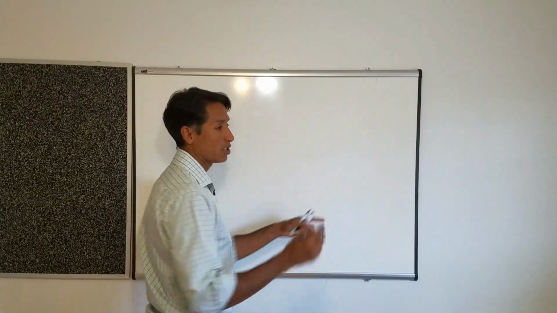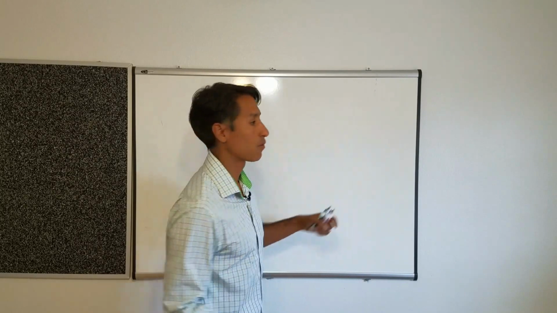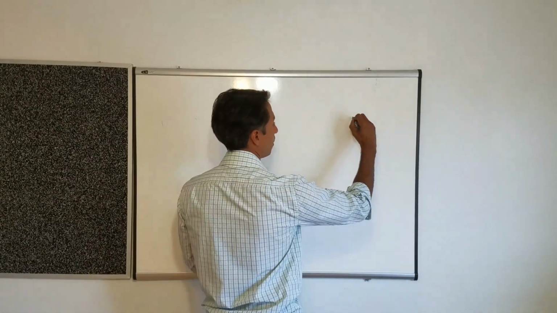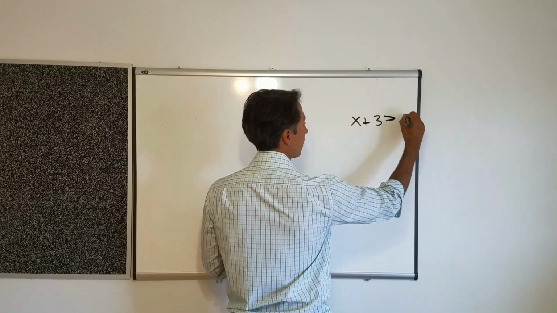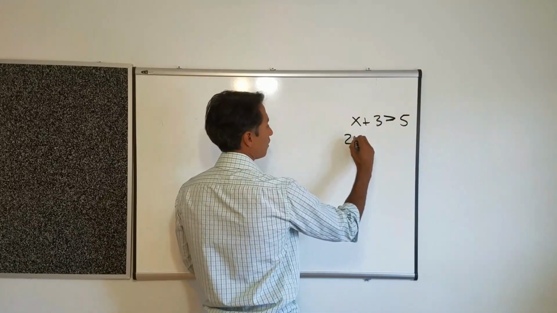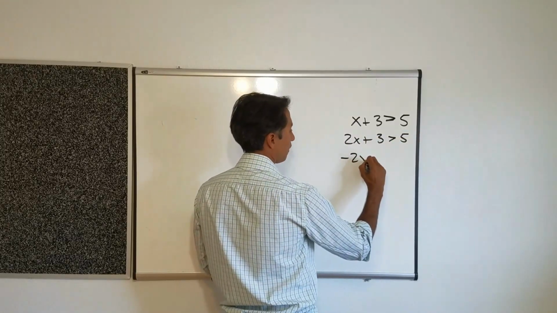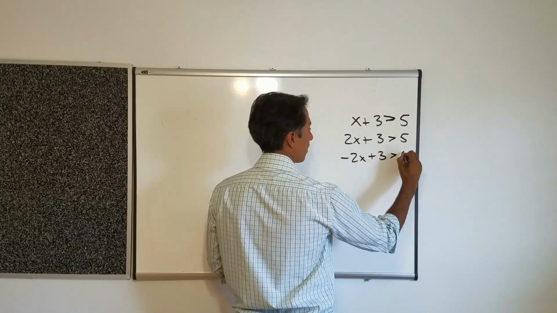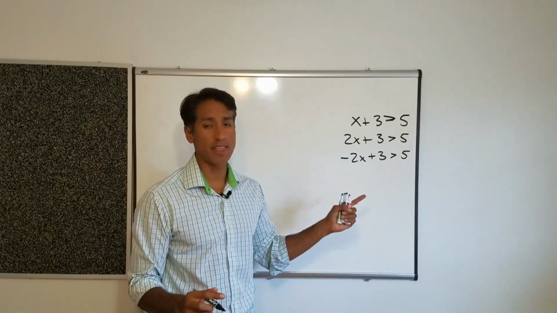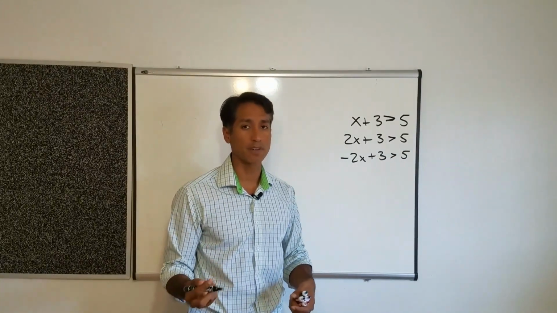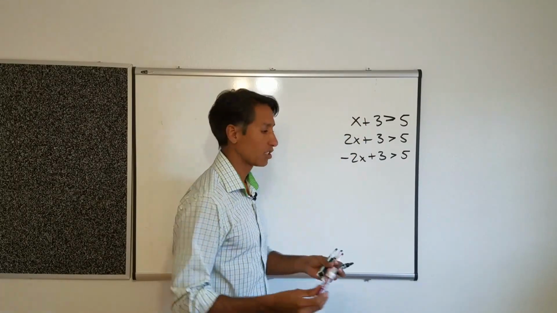Let me write a couple equations over here so that way if you want to move ahead you can, and then I'm going to get working over here. So let's do x plus 3 is greater than 5, 2x plus 3 is greater than 5, and negative 2x plus 3 is greater than 5. As I said, we're going to solve the inequalities first, and then we're going to go back and graph them at the same time. And these are going to get progressively more challenging, so let's get started.